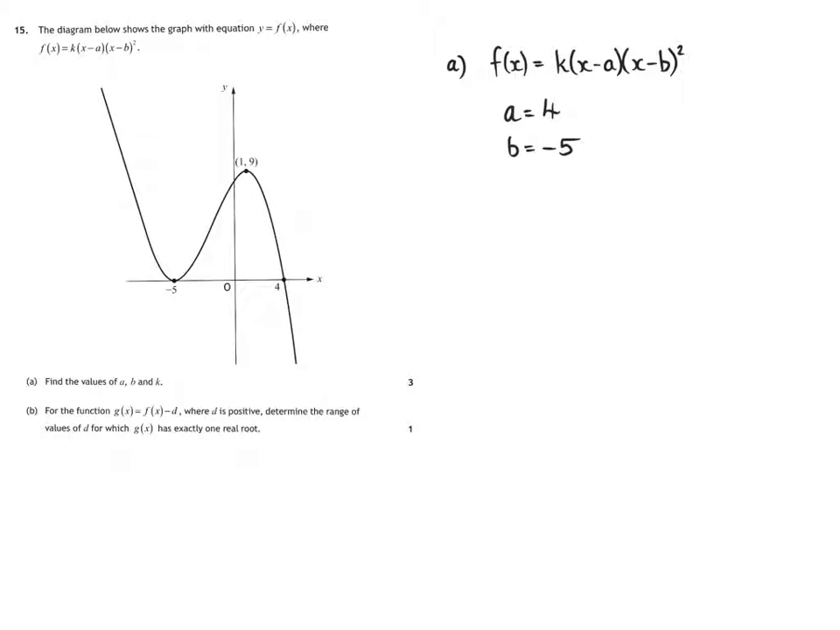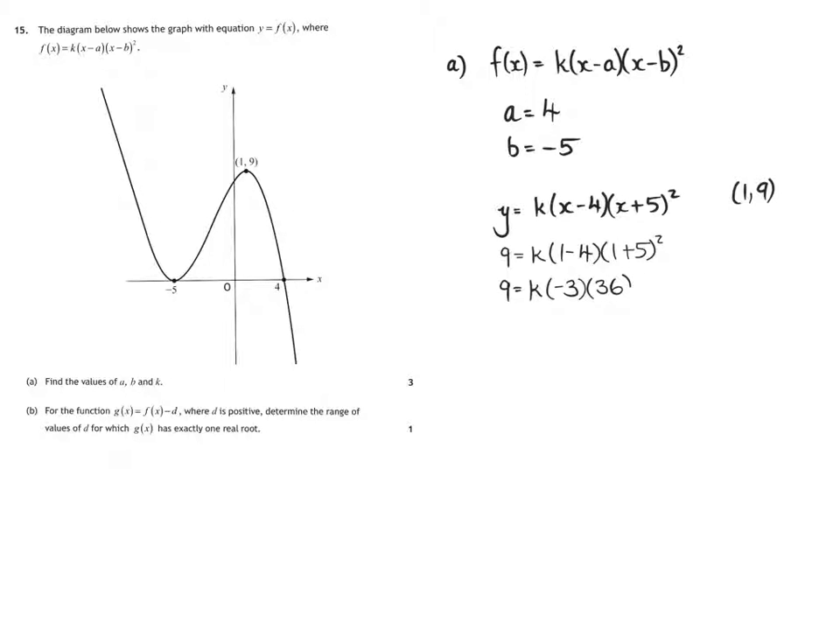Okay, so to work out our k, we're going to have to go y equals k times (x minus 4)(x plus 5) squared. Okay, and we have the point (1, 9), which we can substitute in. So we're going to get 9 is equal to k times (1 minus 4)(1 plus 5) squared. So 9 is equal to k times -3 times 6 squared, which is 36.